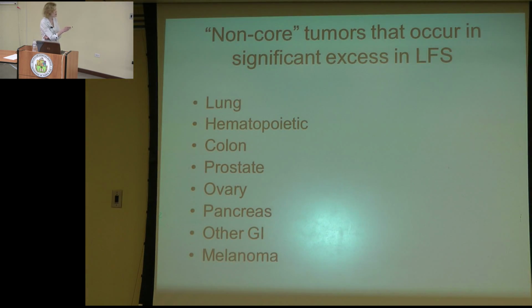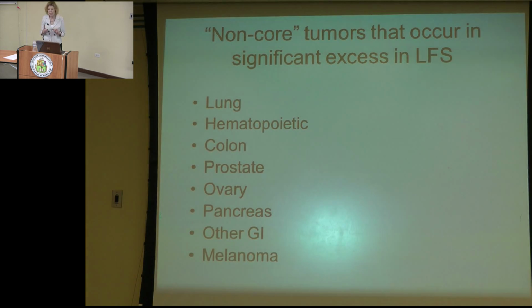So some of the non-core tumors that occur in clearly significant excess in this syndrome are listed here. And again, it's not meant to be exclusive, but ones that are way beyond what you expect in the general population for the age-matched population include lung, hematopoietic, that'd be leukemia, lymphoma, colon, prostate, ovary, pancreas, other GI, particularly gastric, and melanoma. And when you look at this list, you might think, well, maybe it's just one type of lung cancer or just one type of leukemia, but no. It's a wide variety of lung cancers. It's a wide variety of hematopoietic cancers.